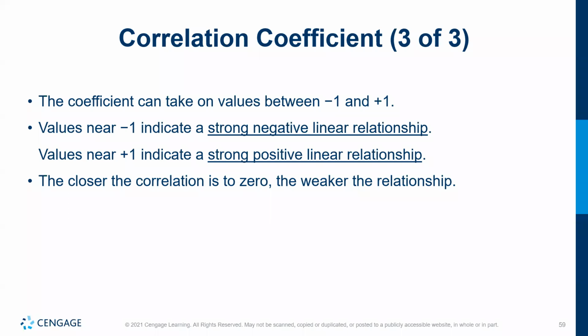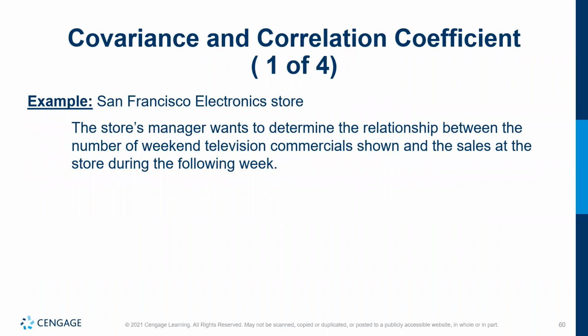So -1 means there's a strong negative linear relationship, meaning when X goes up, Y goes down. +1 is a strong positive linear relationship: when X goes up, Y goes up. And 0 would mean there's probably no relationship between these things. So to me, that's easier to read. The closer it gets to 1, the stronger the positive relationship. The closer it gets to -1, the stronger the negative relationship. And in the middle, the weaker the relationship. That's just more valuable.